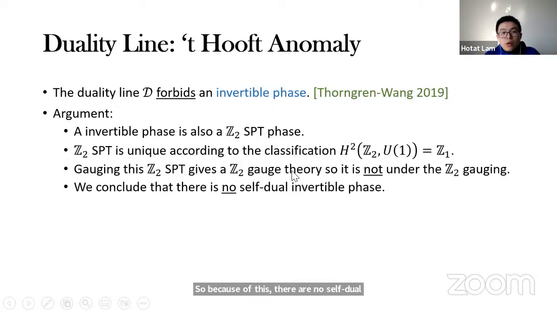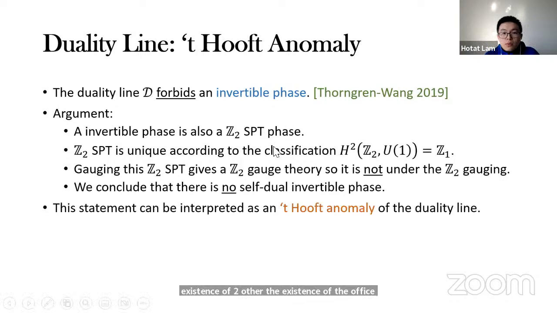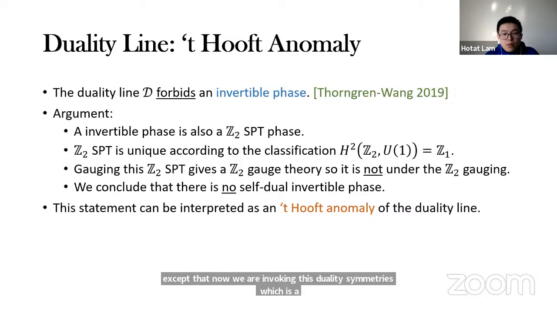So this argument tells us that the existence of a duality line, or the existence of duality symmetry, forbids an invertible phase. So this is very much similar to a statement of topology that certain invertible phases are forbidden because of the symmetry. And this is also similar to LSM type theorems, except that now we are invoking these duality symmetries, which are non-invertible symmetries.